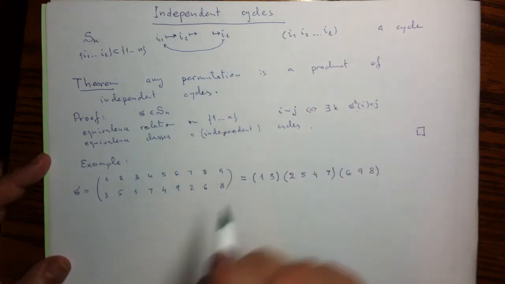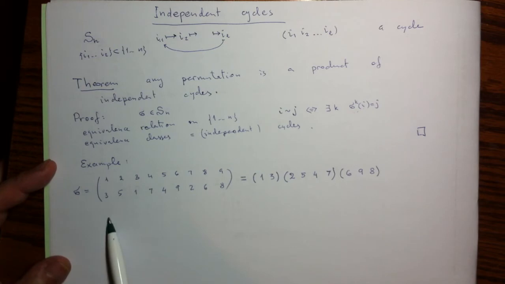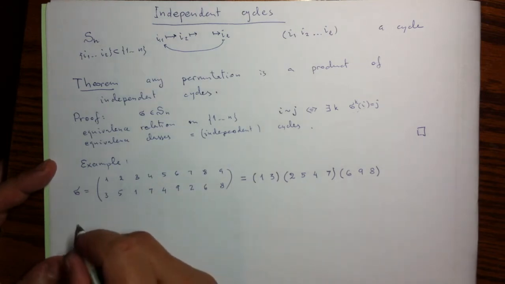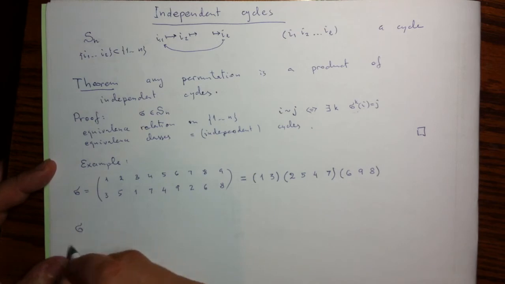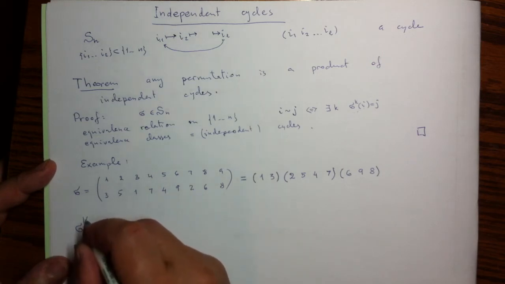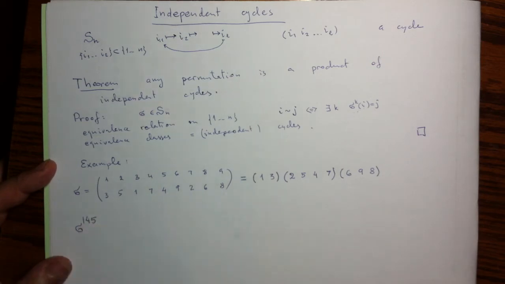So that is it. Let me finish with an argument, a justification of why it could be of practical interest. So let's imagine a situation where we are computing a large iterate of the sigma. Say, the power of 145 for that sigma we want to compute.